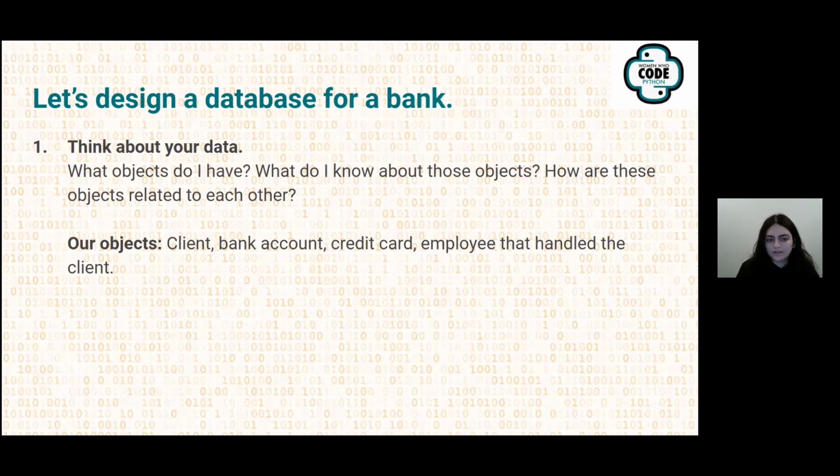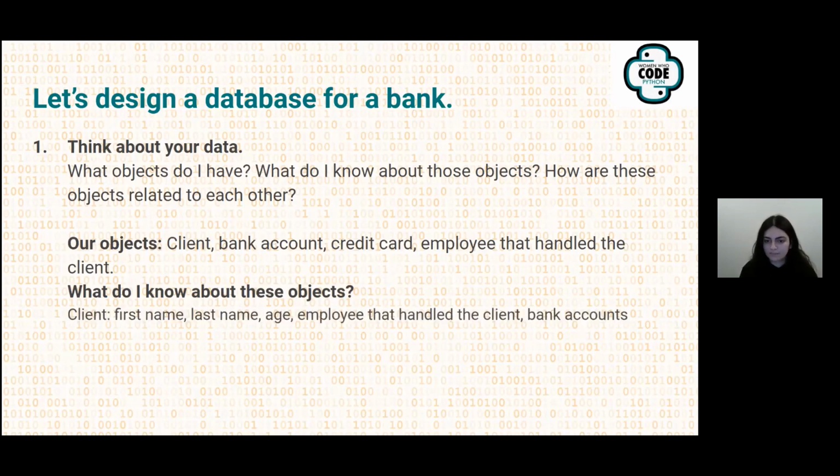So what do I know about these objects? Let's see. For the client, we want to know maybe his first name, last name, age, the employee that handled this client. So if I go to the bank, there is obviously an employee who's going to handle me, and my bank account number.